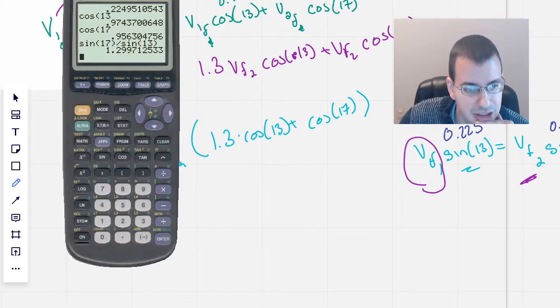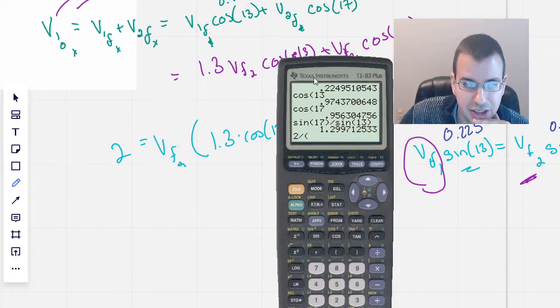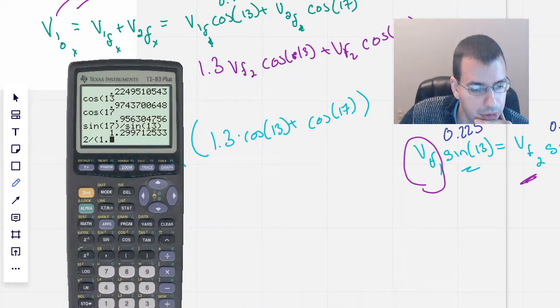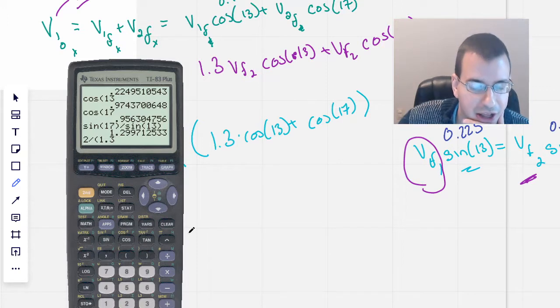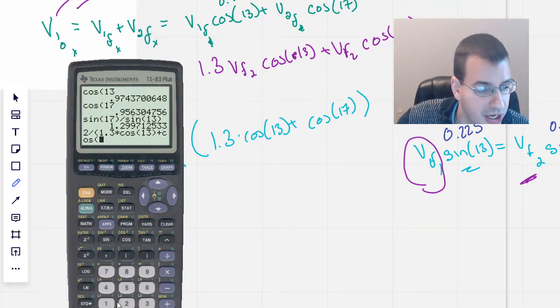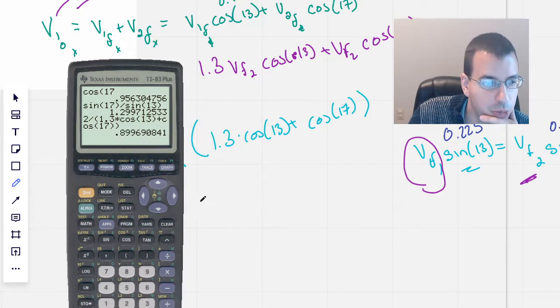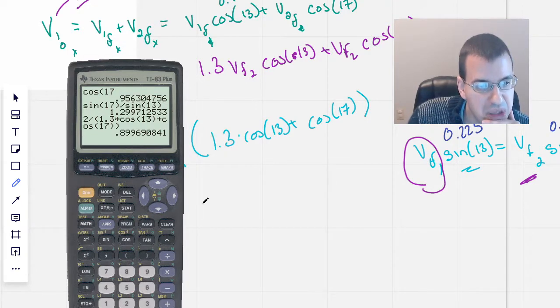So solving this, we have 2 divided by quantity, this will be a big one, 1.3, and not really 1.3, it's like sine of 17 divided by sine of 13, times cosine of 13 plus cosine of 17. Close. I think I need another parenthesis. We'll see what happens. 0.9. Yes, I'm good with that.